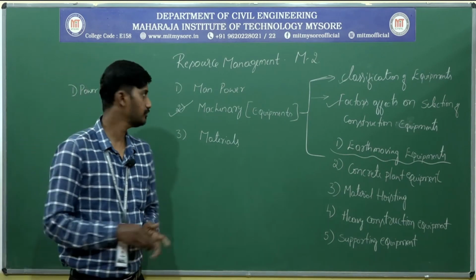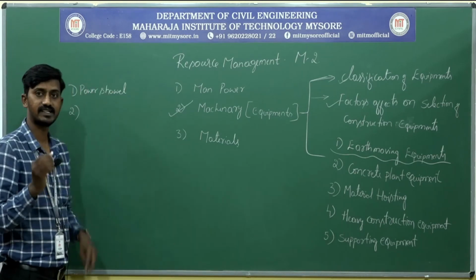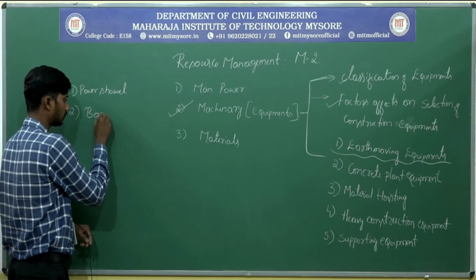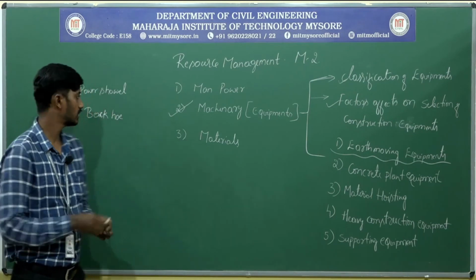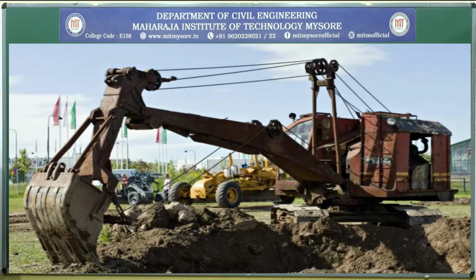Next, move on to the second type of earth moving equipment, that is backhoe. Backhoe, also termed as hoe, I hope you can see the picture on the screen and understand how the backhoe looks. Backhoe, also termed as hoe, back shovel and pull shovel, is used to excavate below the surface of the equipment. That means to say, where the equipment is standing, the level could be below that.